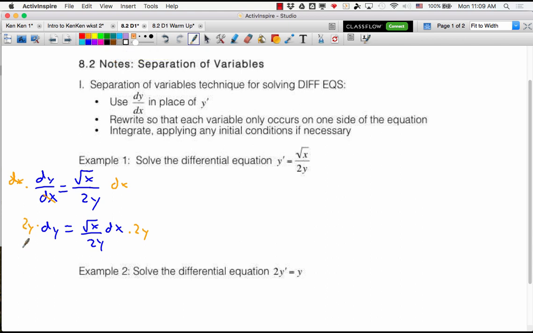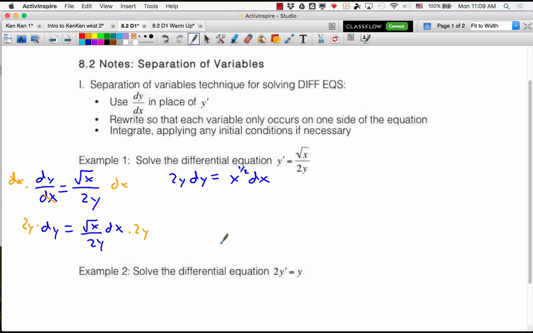Could you just cross multiply? Yeah, I try to avoid the term cross multiply because people get confused and try to do all kinds of wacky cross multiply things. But if that works for you, definitely. So this is what we're doing. We've got a new equation: 2y dy equals, and I'm going to write this as x to the 1/2 dx, which is just easier to integrate.